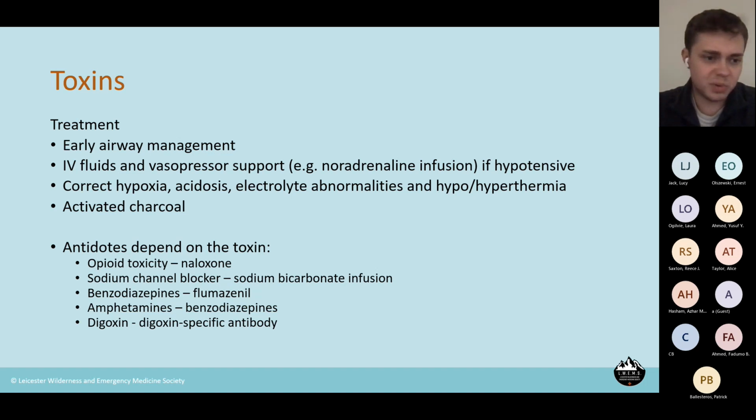And then definitive management will just depend on the toxin. Many don't have antidotes, but some things do. So opiates have naloxone, for example, and there's a few more on there as well. It's important to remember that sometimes the antidotes can also be causes. So with amphetamines, you give benzodiazepines as a reversal agent, but they are also a cause of toxic cardiac arrest. You need to be careful with how much you're giving. It needs to be done very carefully. And then throughout this, obviously the normal ACLS algorithm is just being followed.